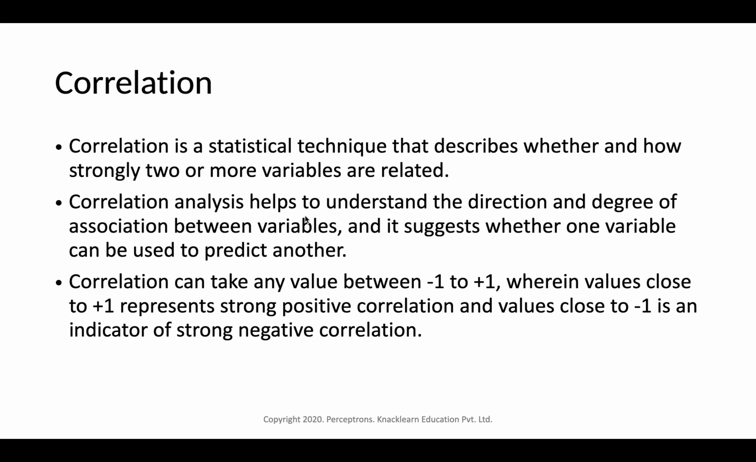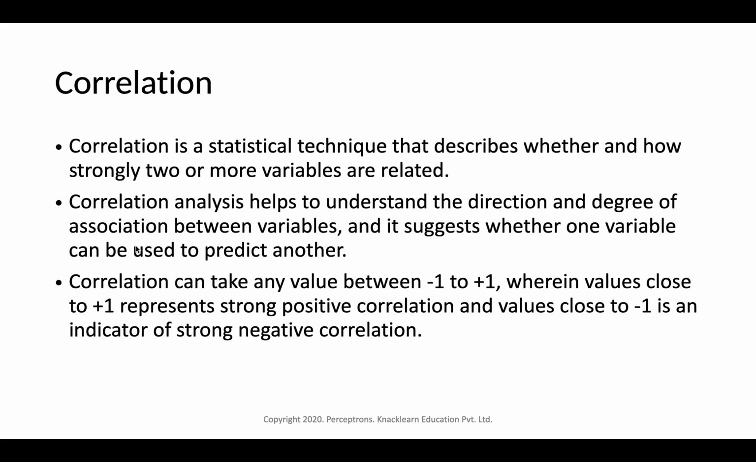So correlation analysis helps to understand the direction and degree of association between variables, and it suggests whether one variable can be used to predict another also. Suppose we know the stock price of company A, can we predict the stock price of company B? That we can find out here. It also tells us the direction, that is, whether it is positive linear, negative linear, or non-linear, and the degree of the association, that is, how much positive or how much negative.